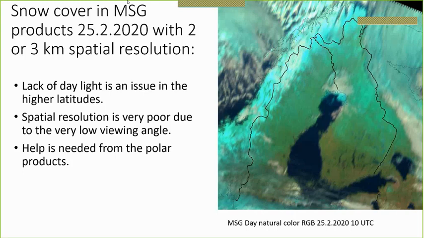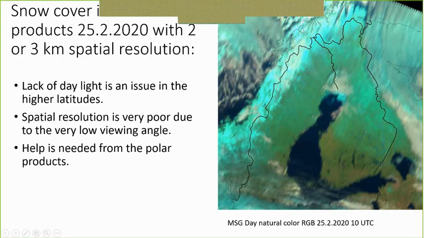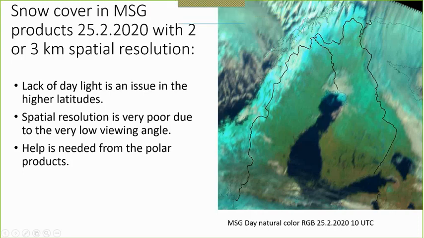We have the day natural color. This we have at 3 kilometer resolution, and as you can see, because we have the really bad viewing angle, these images are really quite not usable, especially in the northern parts of the country. So the resolution is not really good.